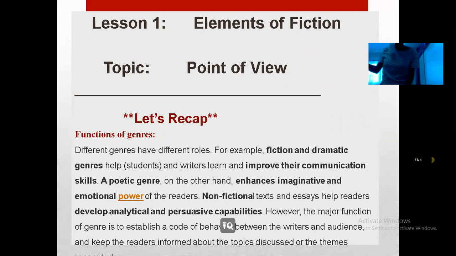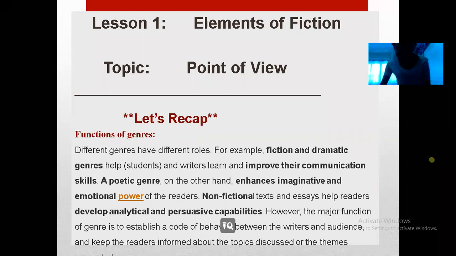However, the major function of genres is to establish a code of behavior between the writer and the audience. This is a fancy way of saying simply creating a relationship between reader as well as the writer.